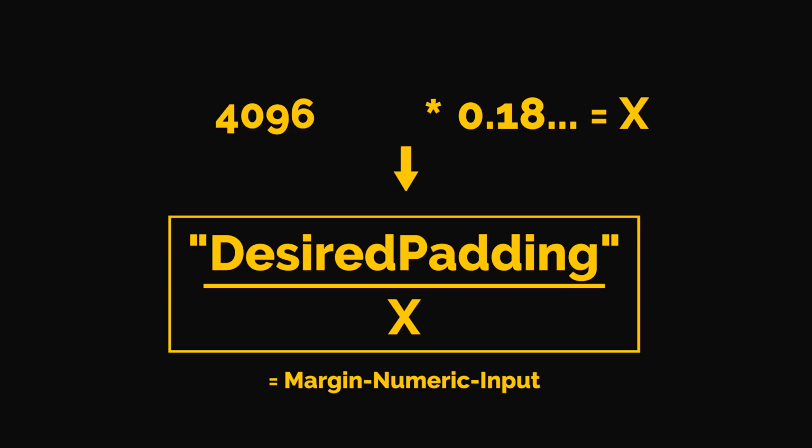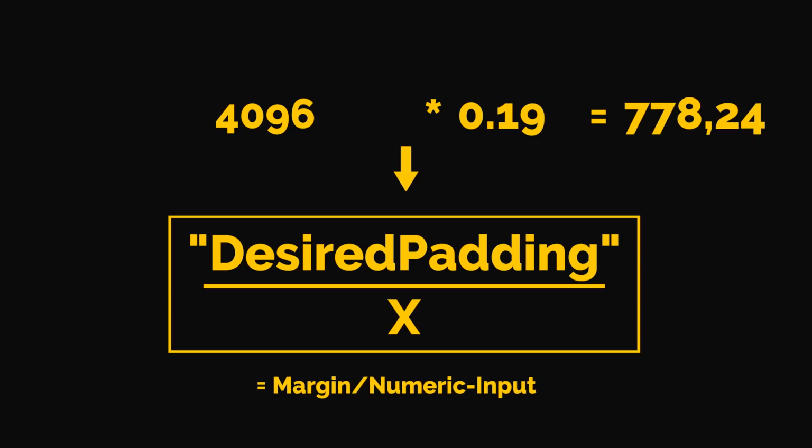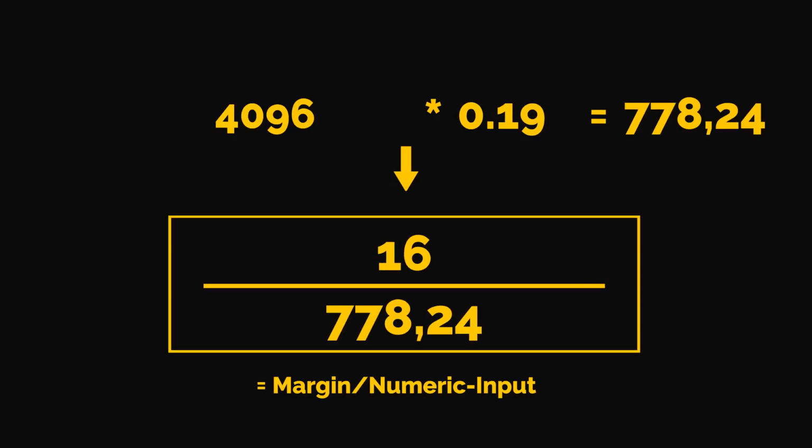So let's go up to 4096 by 4096, for example. We can then just multiply 4096 by 0.19, which results in 778.24. Then 16 divided by 778.24 displays the margin input needed to get roughly 16 pixels from each island. This number of 0.19 is really just an approximation, a baseline for you to get a good margin space, which is neither too small nor too large.